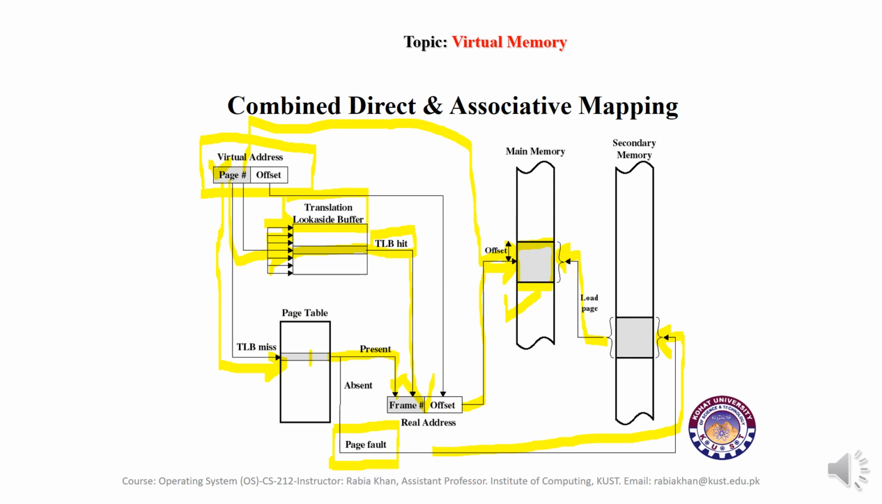If the free space is available, the page is loaded there. But if the space is not available, then the operating system has to execute some effective or efficient page replacement algorithm in order to swap out one of the pages to secondary storage and swap in the referenced page at its place in main memory. So this is how the mapping mechanism works in the operating system. Both the techniques are implemented, direct mapping and associative mapping. Associative mapping is effective as it results in a single cycle or single memory access, while direct mapping results in two memory accesses.